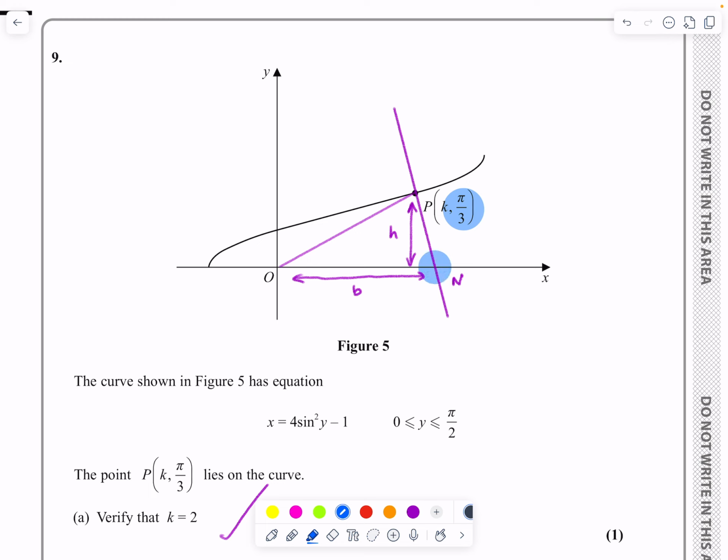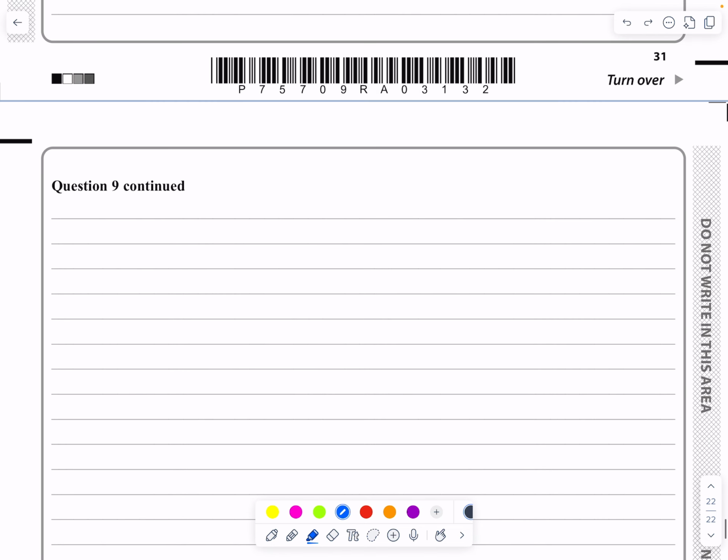I need to think about where the normal is going to hit the x-axis. The normal hits the x-axis when y equals 0, but I've just got to backtrack a little bit. What they really want is for me to find the equation of the normal. Once I've found the equation of the normal, if I put y equals 0 in, I'll be able to work out what n is, and then finish working out the area of this triangle. We're going to start by working out the equation of the normal, and we know how to do that: y minus y1 equals m times x minus x1. Let's go and actually do this part here.